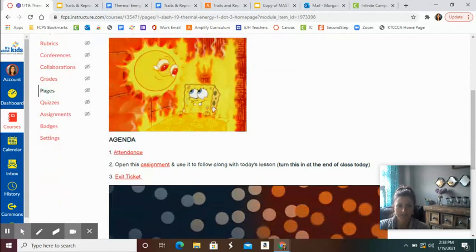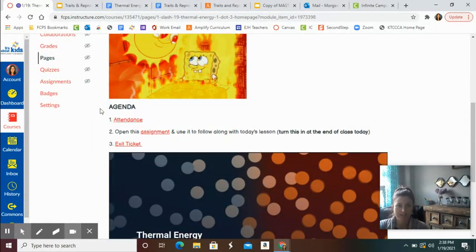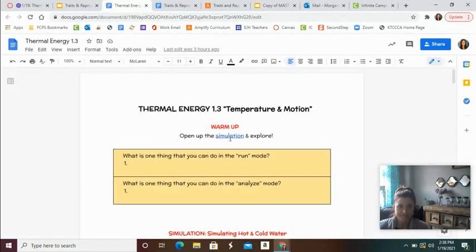Down at our agenda, you can see the attendance is here, and the assignment is linked here too. Remember, you will have an assignment with each lesson, and you'll use it along with the lesson and then try to turn it in at the end of the lesson. Clicking on that, this will be what pops up.